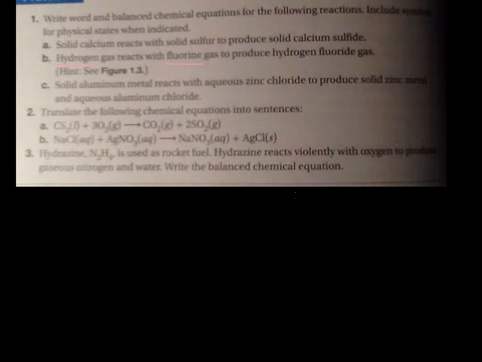If we have solid aluminum metal, it is just the aluminum. That is what we have, just the element aluminum, and it's the solid state, so we have an S. It's going to react with zinc chloride. The zinc chloride here, now we have to make that formula properly.